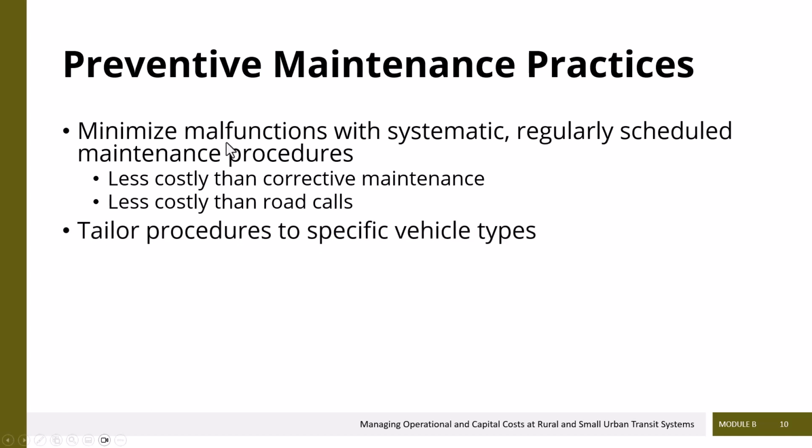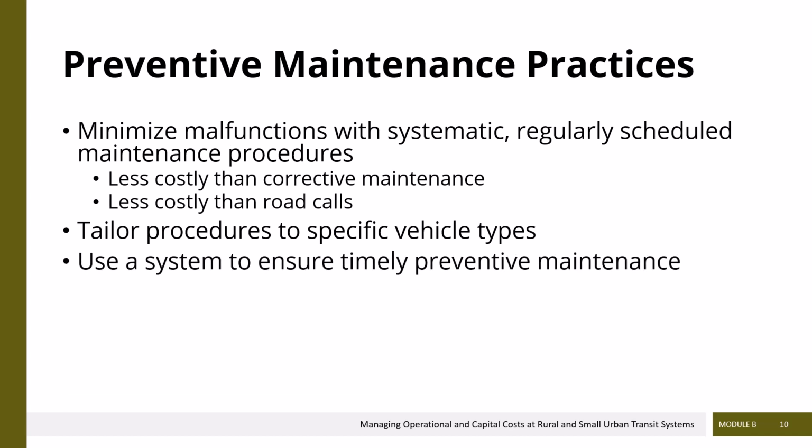Preventative maintenance is not a one-size-fits-all thing, and you really need to tailor your preventative maintenance procedures to the specific vehicles that you have in your fleet. It's best to use some sort of tracking system to ensure that you're doing your preventative maintenance in a timely fashion. It's important to know the mileage when the last preventative maintenance activity was done to a vehicle and the date. So you're able to keep track of, particularly as your fleet gets larger, when the last PM or preventative maintenance was done, so you can know when the next one is due.